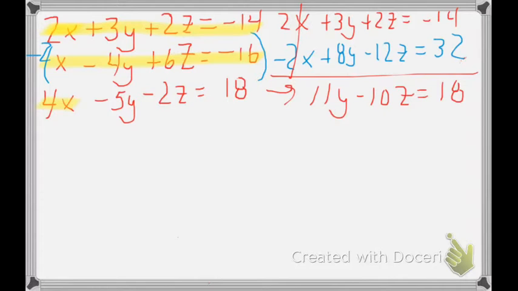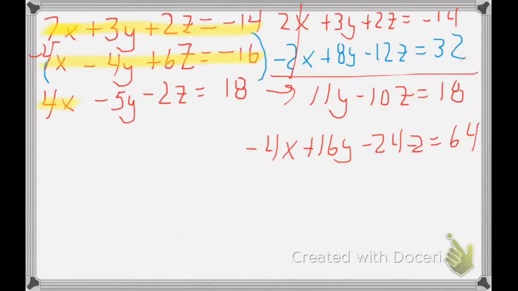Alright, let me erase this. Let's take this middle equation now. Let's multiply this second equation by, in this case, negative 4. So this becomes negative 4x plus 16y minus 24z equals 64.